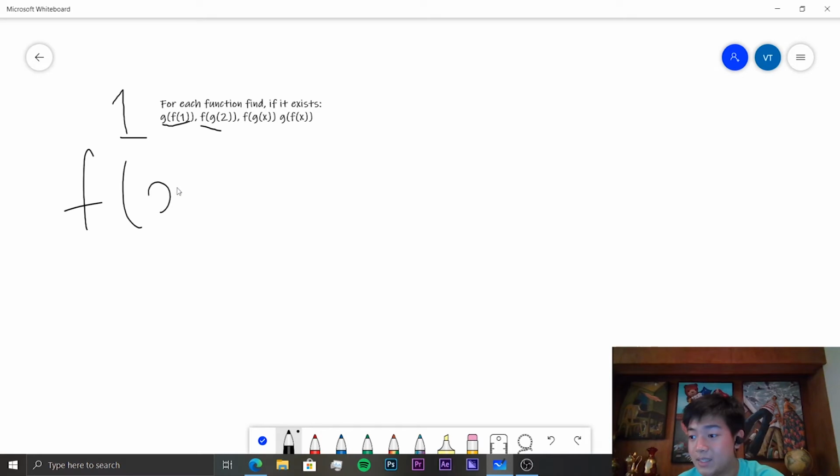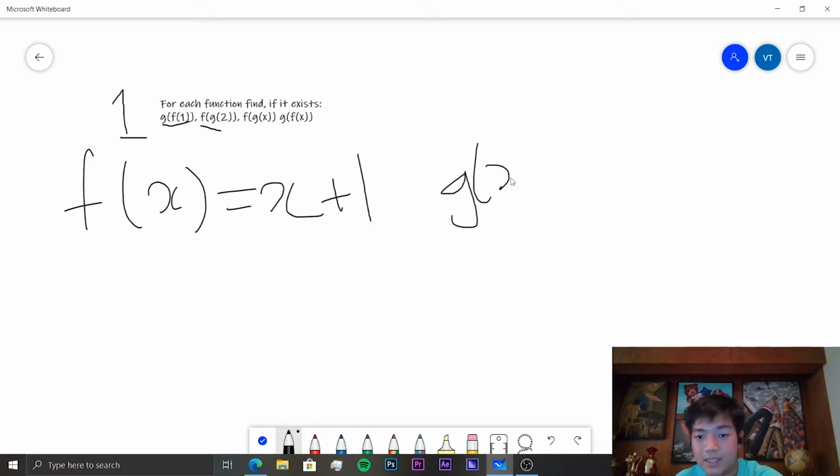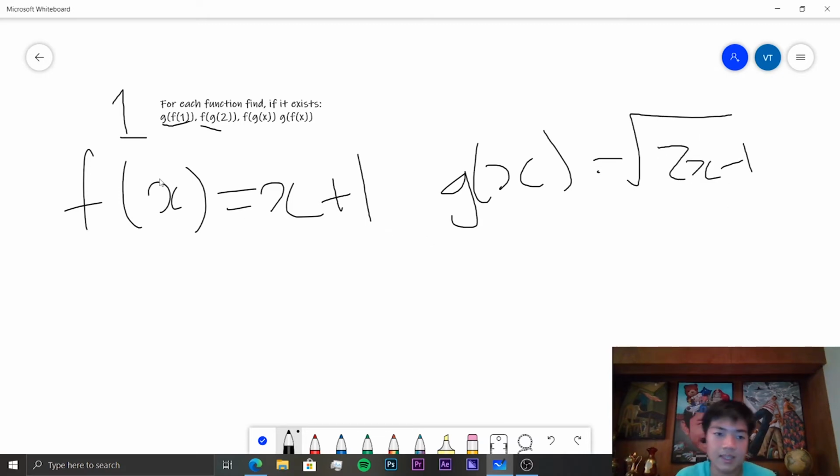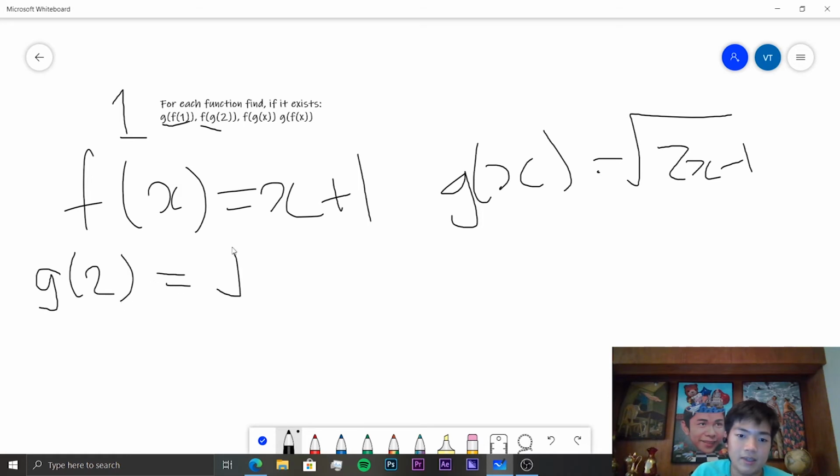f of x is equal to x plus 1, and g of x is equal to the square root of 2x minus 1. So what's gf of 1? Well, f of 1 is 1 plus 1, which is 2. That would be g of 2, and that would be the square root of 2 times 2 minus 1, which is the square root of 4 minus 1, which is 3. So it's the square root of 3.